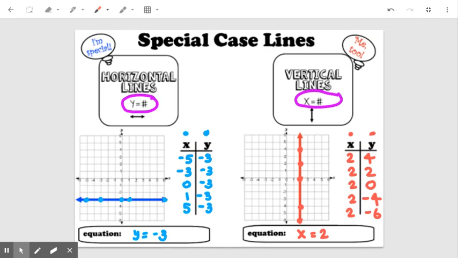So in terms of horizontal and vertical lines, I like to use the tables a lot because I think the tables tell you exactly what the equation is. Even if you're not asked to make a table or plot some points on the line, I think it's helpful because right away it tells you if your equation is an x equals or y equals.